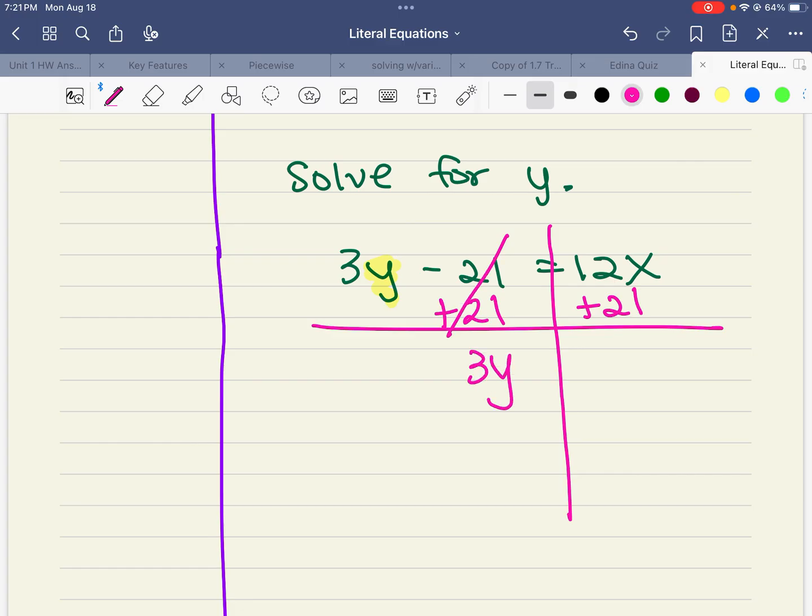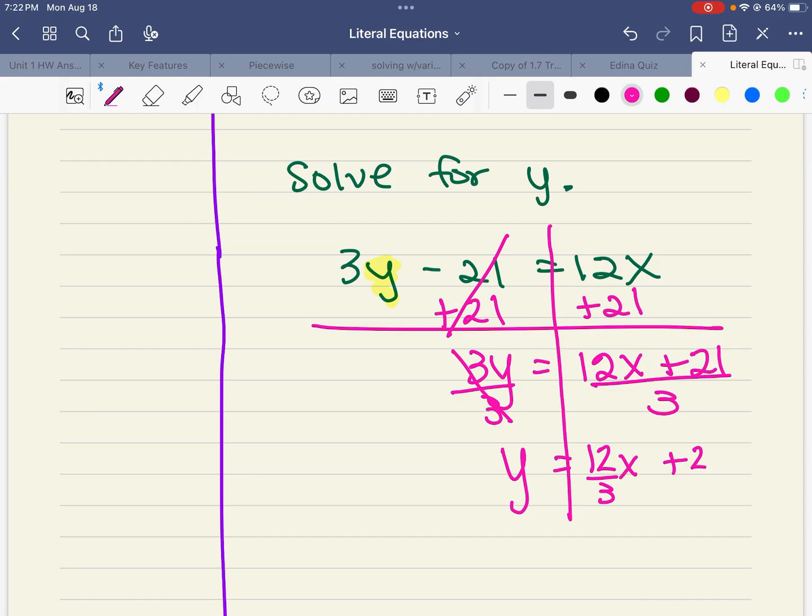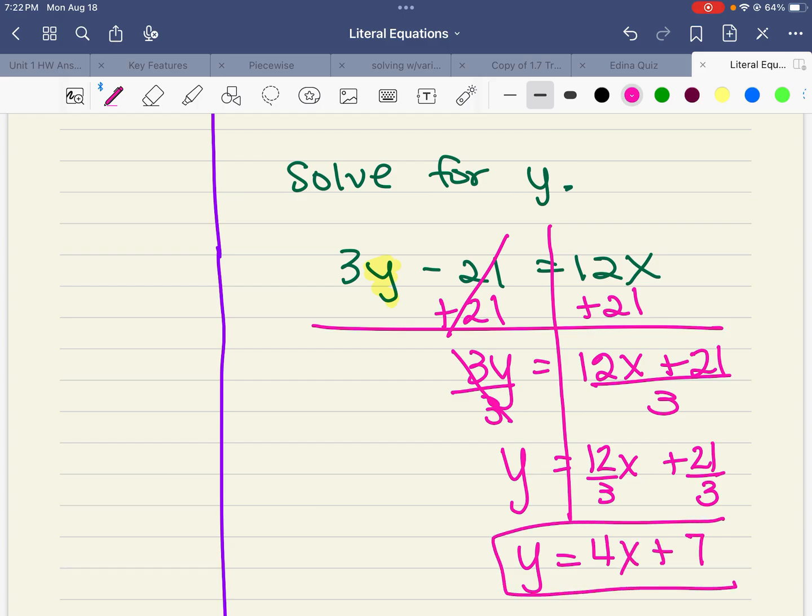So 3y left here. Nothing that can be combined over here. So 12x plus 21. Divide by 3, divide by 3. And again, I want to divide both of these by 3. So if it's easier, you can kind of separate it like that. 12 over 3 is 4, and 21 over 3 is 7. So again, my job was get y alone, and that's what I did.